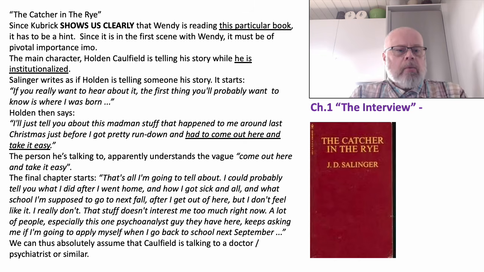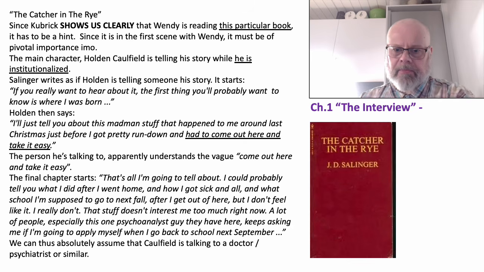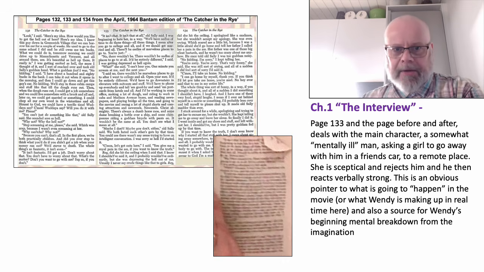Right? So we can thus absolutely assume that Caulfield is talking to a doctor, a psychiatrist, or similar. So I think this is the same. Her story is being provoked by being analyzed by some professional person. And this is the story we are experiencing. Right? Okay.